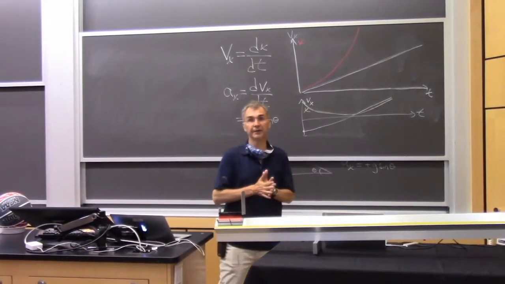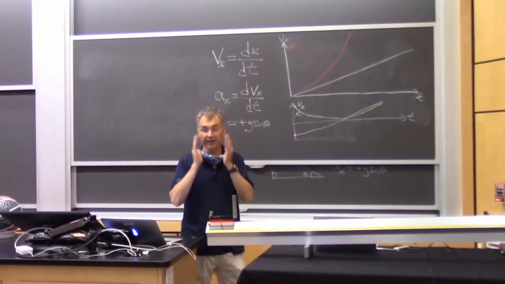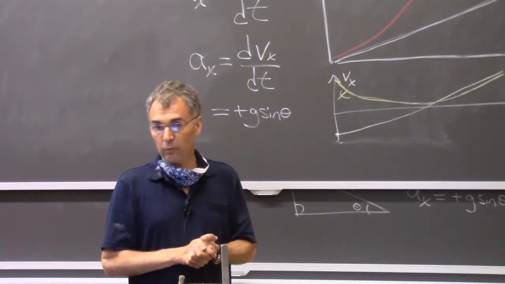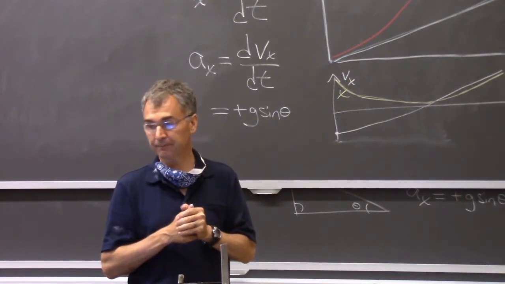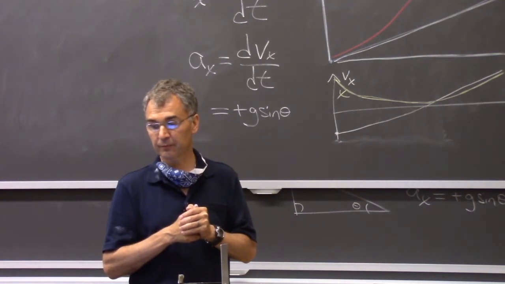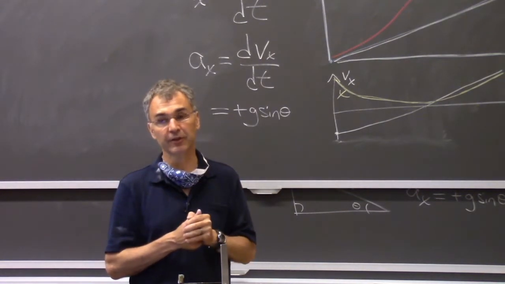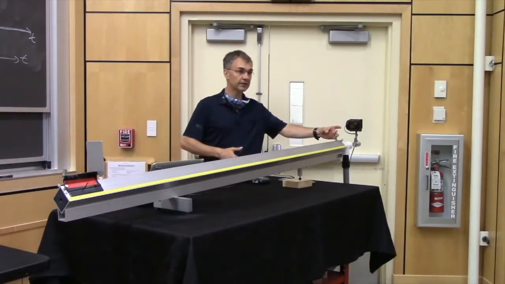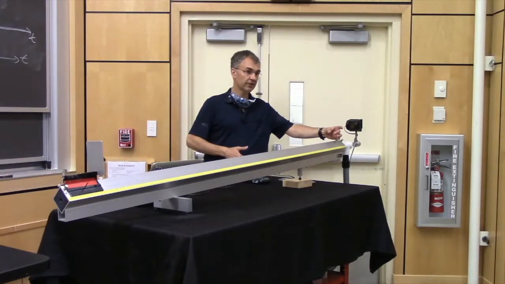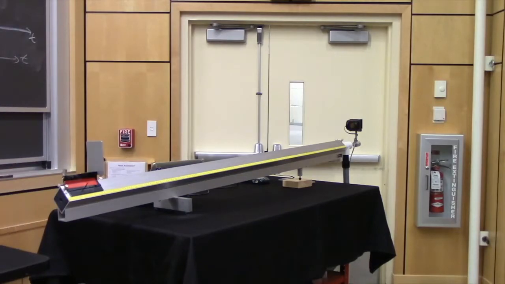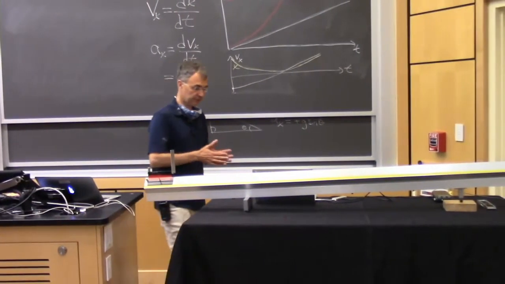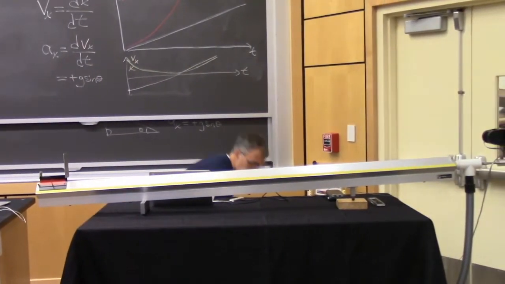Now there's one more scenario I want us to think about in our mind's eye. What do you expect the shape of the position versus time, x of t, and the x component of velocity versus t, v sub x versus t, to look like if I start at x equals 0 and I give the cart a gentle shove downhill? Let's try that. I'll try it without the graphs first, and then we'll make the graphs.